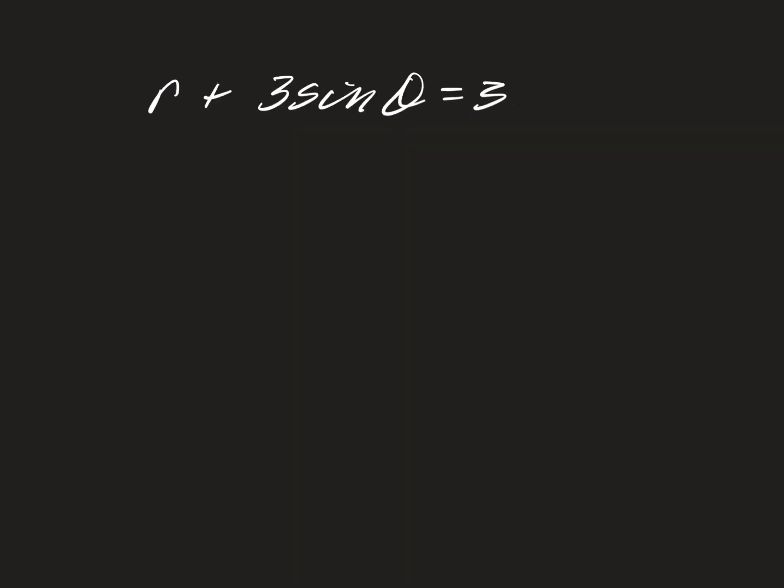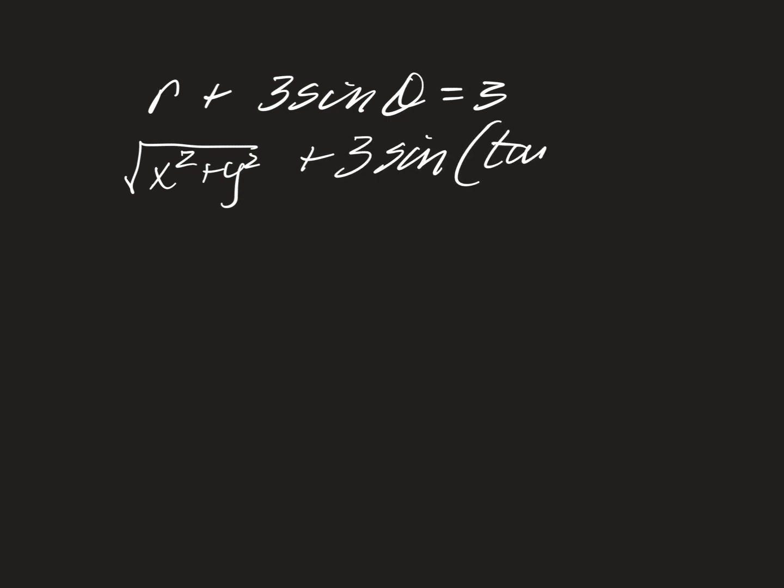So here we have a polar equation and we want to convert it. So r, we know, is the square root of x squared plus y squared, plus 3 times the sine of the inverse tangent of y over x, and that's equal to 3. So we have now converted it to rectangular, but what we'd like to do is get rid of the sine inverse tangent. This goes back to our chapter 1 and some of our chapter 3 problems where we had to use the triangle on the inverse tangent.